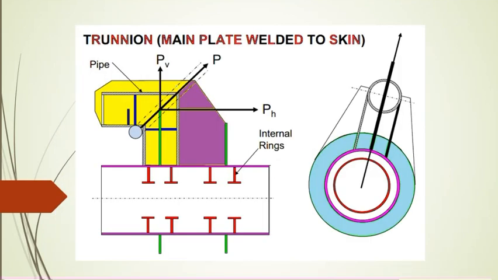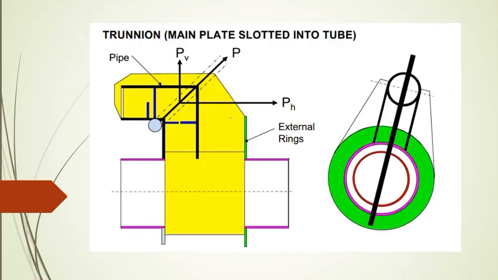If you see the trunnion, this is the tubular. It's welded to the skin tubular internal length. Where the force comes, we are resolving it horizontal or vertical. This is the slide, slotted into the tubular. This is slotted into the tubular. You can see this construction here.